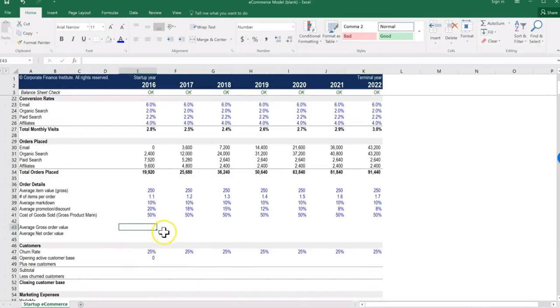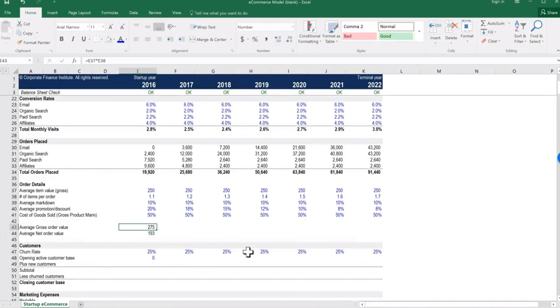Now that we have order detail assumptions and the number of orders that are going to be placed, we can calculate a couple of items here. One is the average gross order value. The average gross order value is simply the average item value multiplied by the number of items per order. The average net order value is equal to the average gross order value times 1 minus the average markdown minus the average discount or promotion.